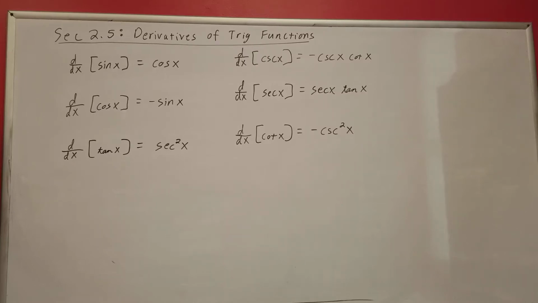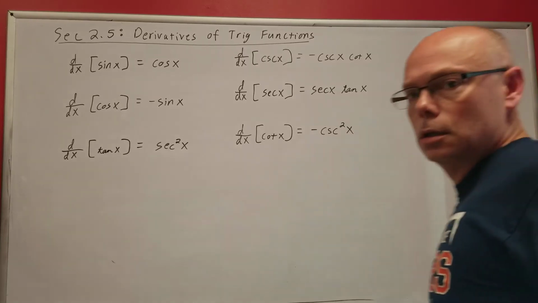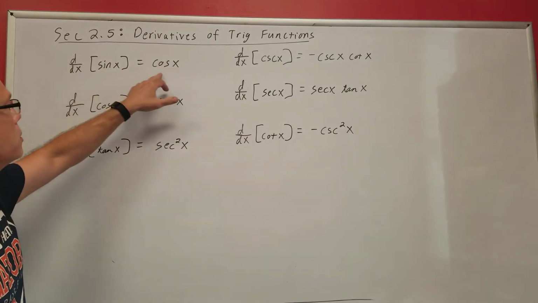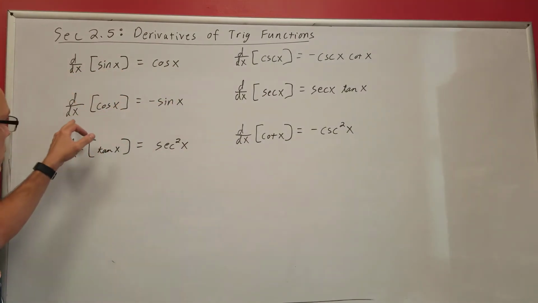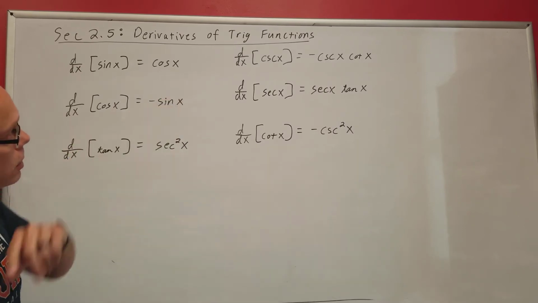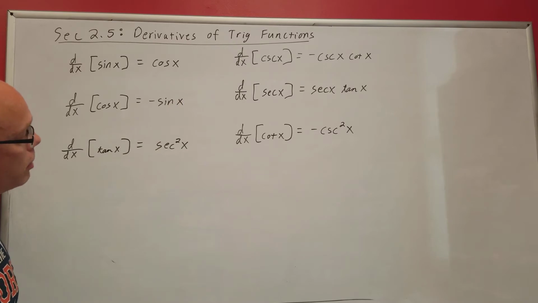Section 2.5, derivatives of trig functions. All right, let's start out here saying the derivative of sine is cosine, derivative of cosine is negative sine, derivative of tangent is secant squared, derivative of cosecant is negative cosecant cotangent, derivative of secant is secant times tangent, and derivative of cotangent is negative cosecant squared.